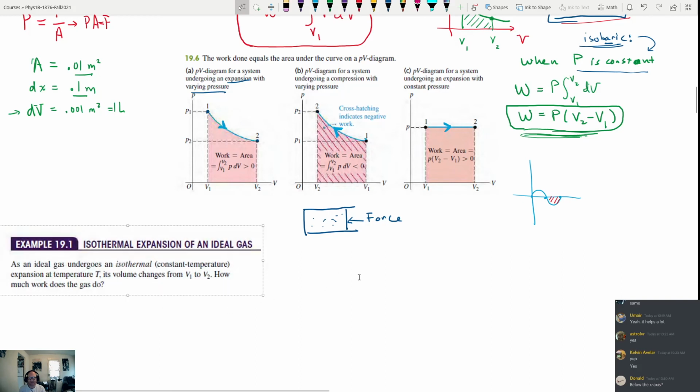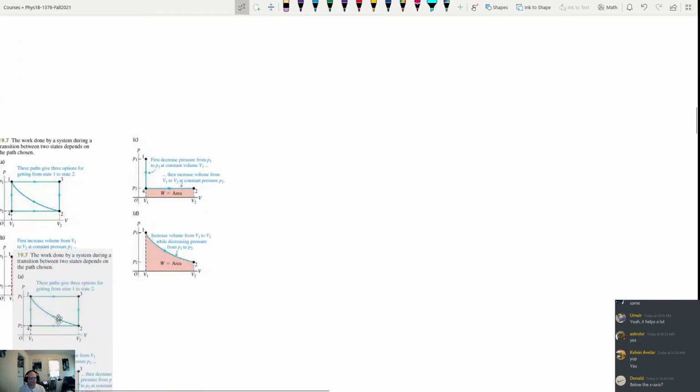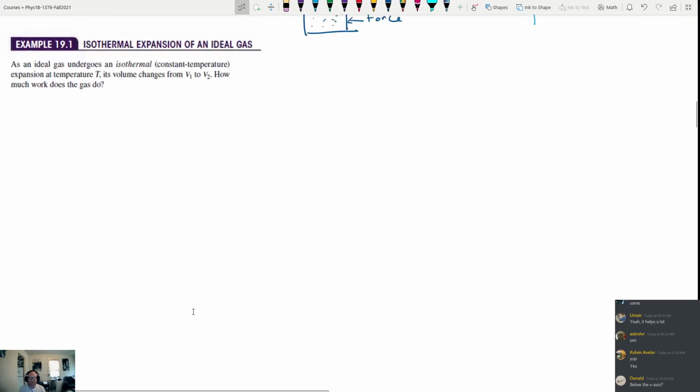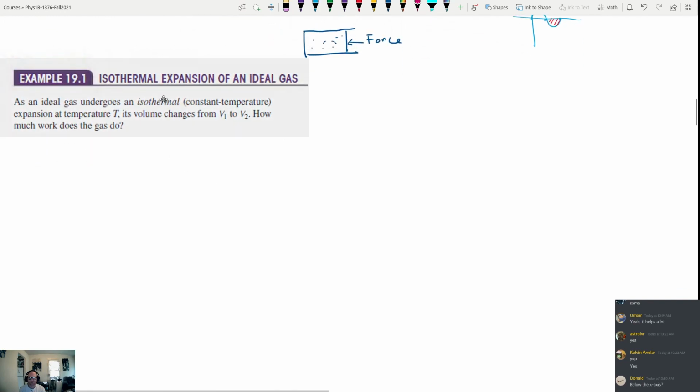All right, so let's look at the isothermal expansion of an ideal gas. Here's some more graphs, by the way. We're going to be doing a lot of these state graphs, or system graphs, whatever you want to call them. Okay, so it says as an ideal gas undergoes an isothermal. So you see where these words are just going to start showing up all over the place. And it tells you now that it's constant temperature. Will you remember that? I don't know. It's thermal. When I think thermal, I think heat, so you might think constant heat. That's not what it is. It's constant temperature, okay?